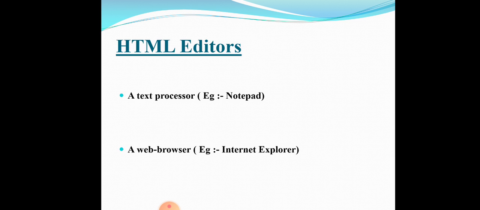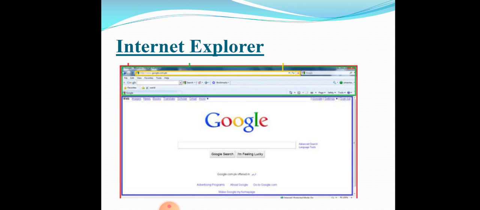Now let's talk about the HTML editors. The text processor and web browser are used as HTML editors. Notepad and Internet Explorer, we are using these two software as HTML editors. Notepad is used to write the source code of an HTML document. We usually write the source code, the programming, in Notepad, and Internet Explorer is used to execute and check whether the design we want is fulfilled or not, whether we have succeeded in making the particular design we wanted to make.